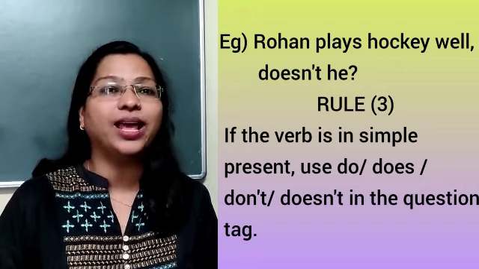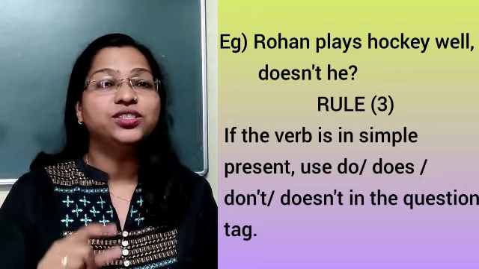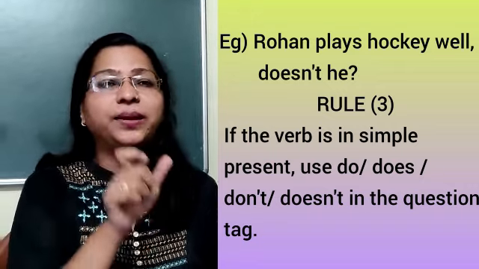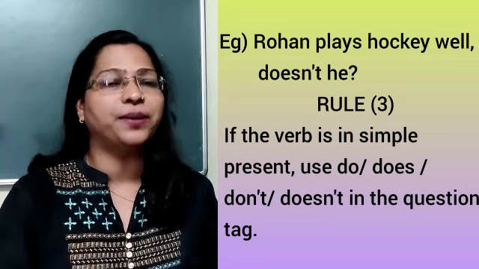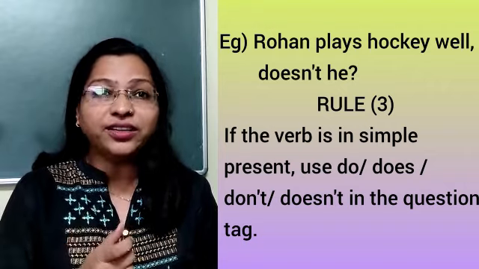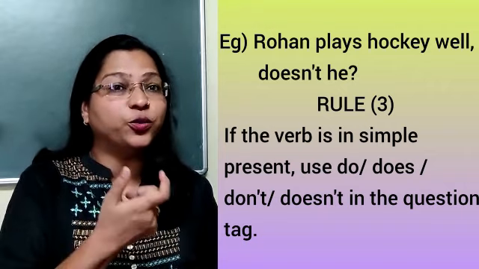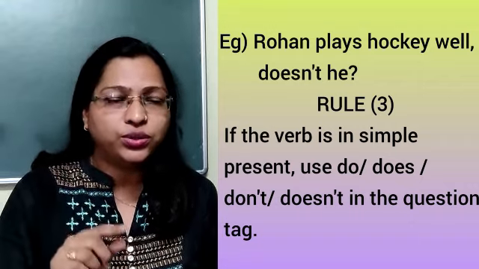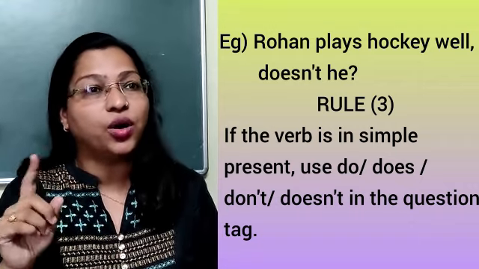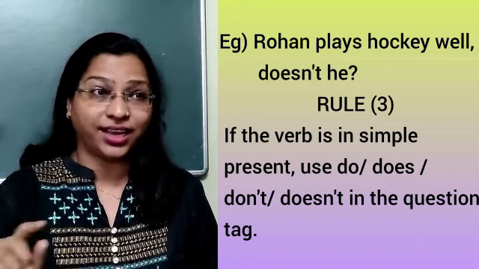Rohan plays hockey well, doesn't he? So here you can see the verb in the main sentence, plays, is in simple present. So whenever in the main sentence the verb is in simple present, you have to use do or does, or don't or doesn't. Okay?